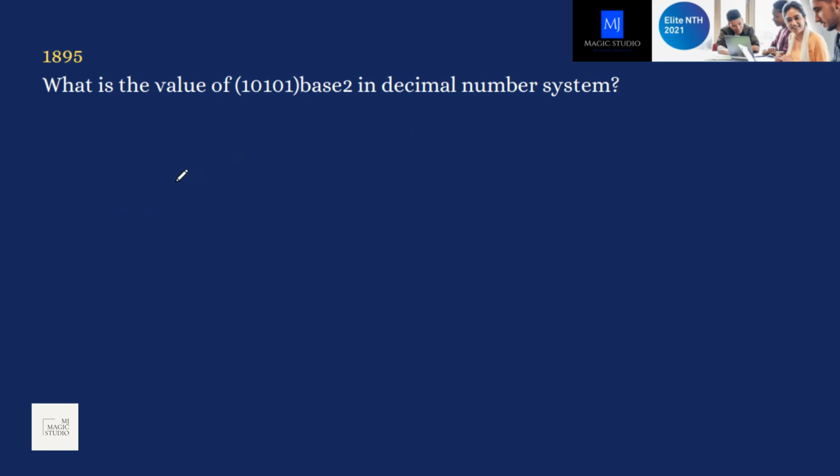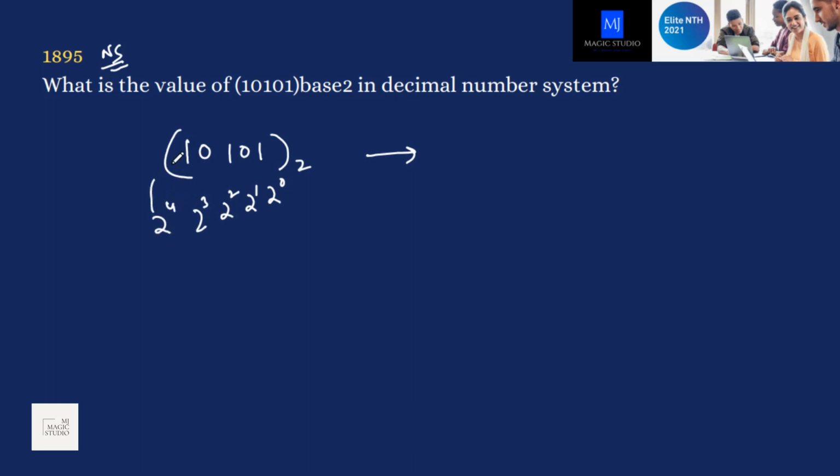Okay, the next one is also from number system. As said, a lot of different types of questions were asked from number system, and on each screen 1 or 2 questions were there, so there is no harm practicing this. What is the value of 10101 base 2 when converted into decimal? And we know the drill that from left to right we need to multiply with the powers of 2: 2 to the power 0, 2 to the power 1, 2 to the power 2, 2 to the power 3, and 2 to the power 4.